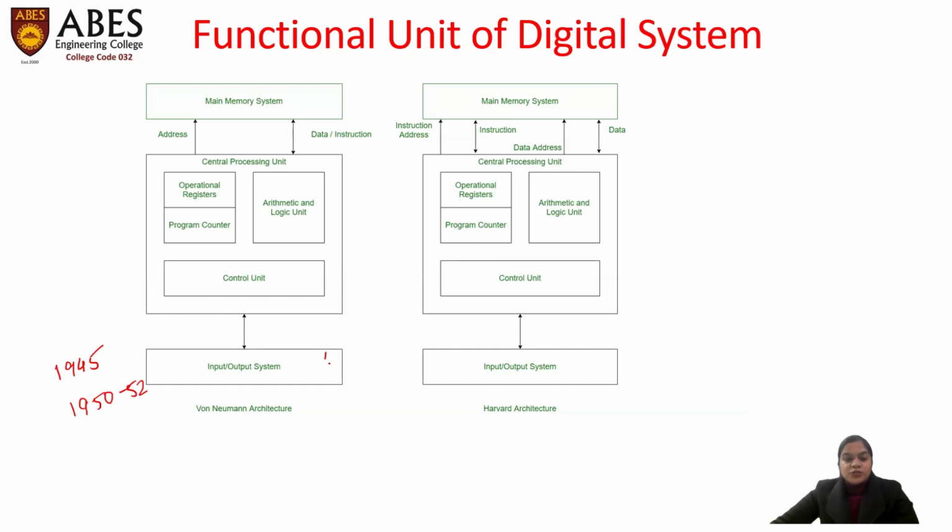This is our first component, the input component. The second component is our CPU. The CPU comprises three subcomponents. First is the arithmetic logic unit. Second is our control unit. Third is the memory unit. And then the desired output is transferred to the output system. So this is how the architecture is observed in system designing.